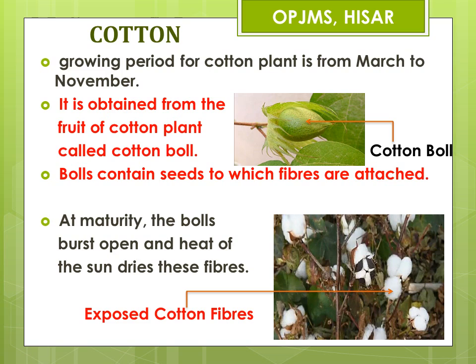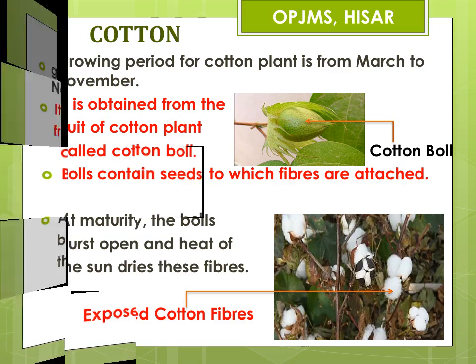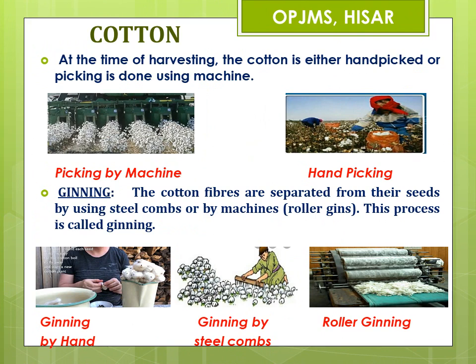After maturation, the cotton balls burst open and the seeds covered with cotton fibers can be seen easily. The heat of the sun dries these fibers, turning them fluffy and as white as snow. During this time, the cotton field looks like a field covered with snow. At the time of harvesting, cotton crop is mostly hand picked. In big fields, however, machines are also used for cotton picking.